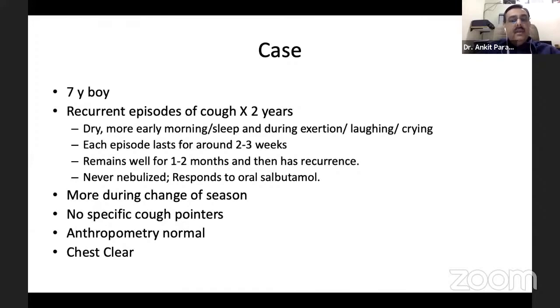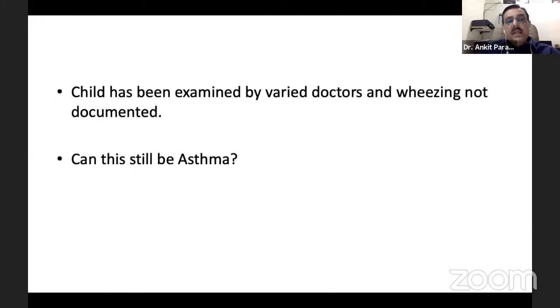Are you sure about it? How will you convince parents? Are you convinced? Would you put them on inhaled therapy, for how long? You have not been able to document a wheeze and you do not have a very clear presentation. So wheezing wasn't documented. Can this still be asthma? Well, most likely it is asthma. That is what we are looking at.